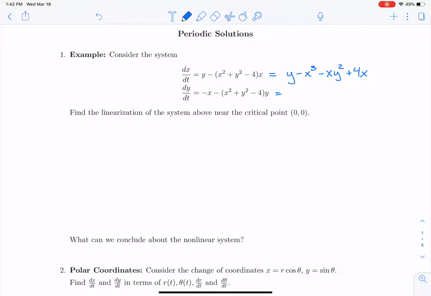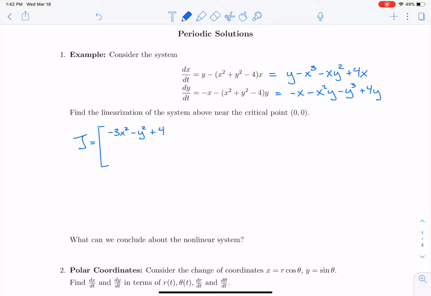And dy/dt is minus x squared y minus y cubed plus 4y. I'm now going to find the Jacobian matrix. So the first entry in that matrix is going to be the derivative of the first equation with respect to x. That's going to be minus 3x squared minus y squared plus 4.